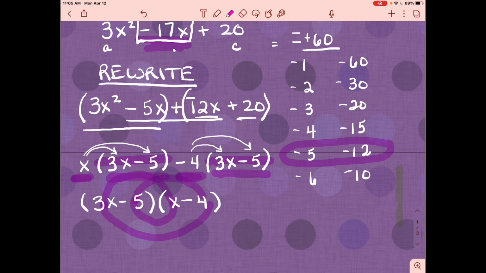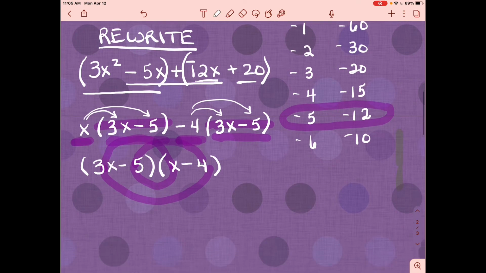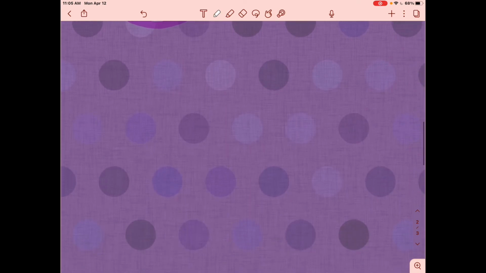All right, let's do another example. 3x squared minus 17x plus, that's the one we just did, sorry. Let me jump to the next example.